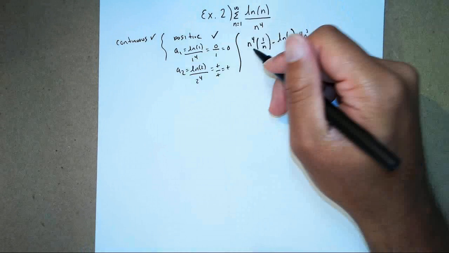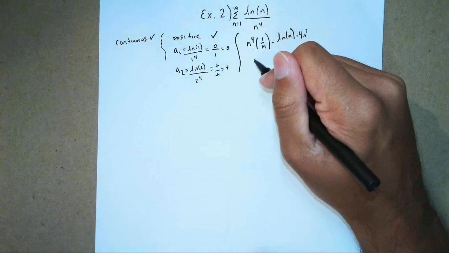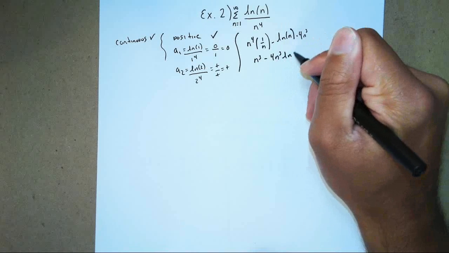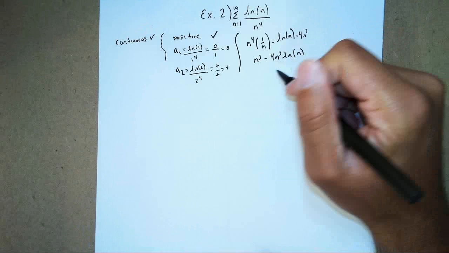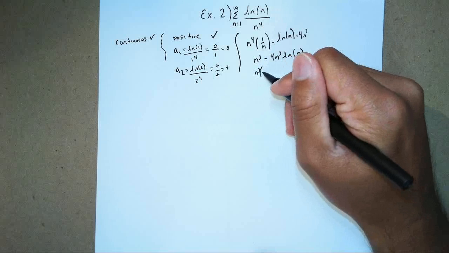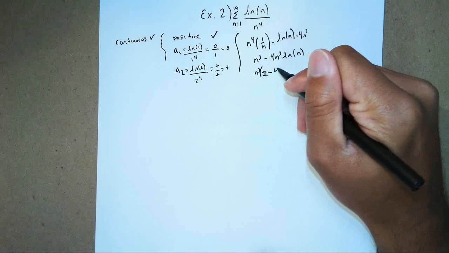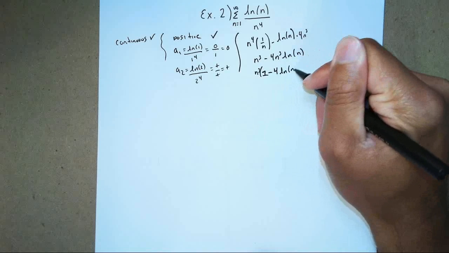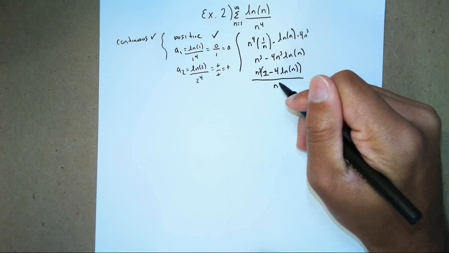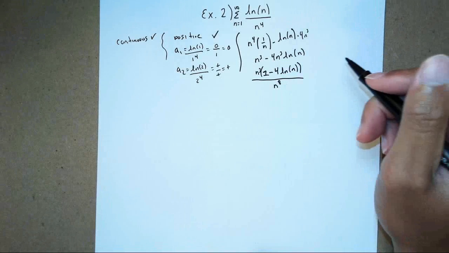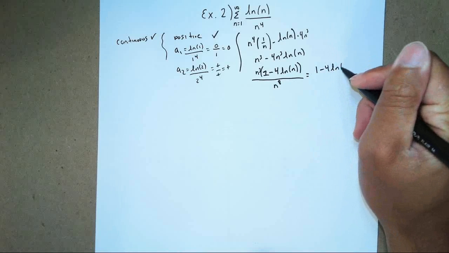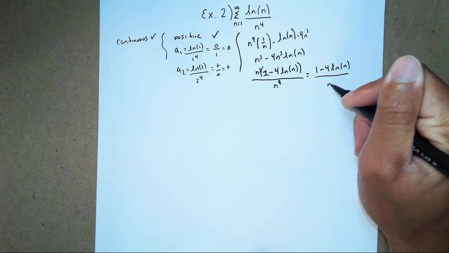So n to the fourth times 1 over n is going to be n to the third. I'm going to rewrite this. I can factor out n cubed, which I am. Now, since I cannot do anything else, I'm going to put this over low squared. So that's n to the fourth squared, which is n to the 8. I'm going to simplify this. This is going to be 1 minus 4 ln n all over n to the fifth, and that's my first derivative.